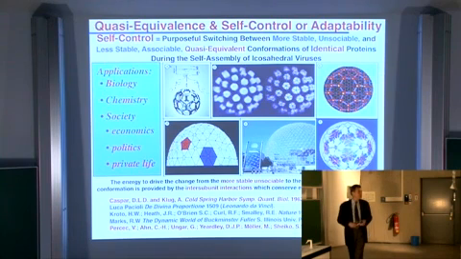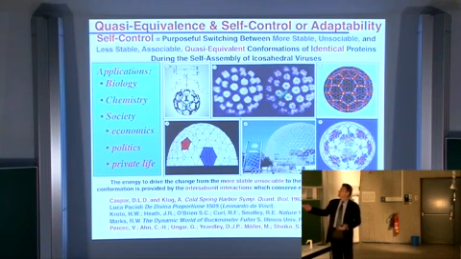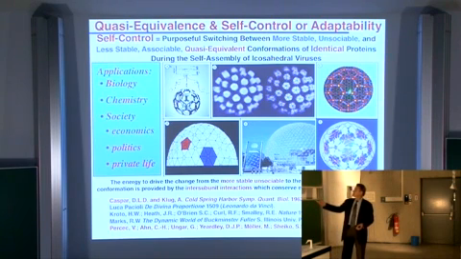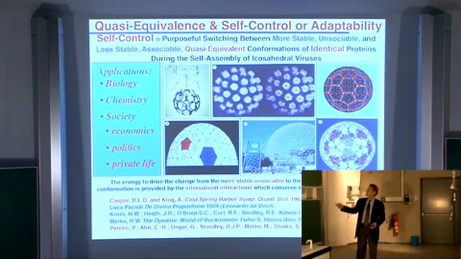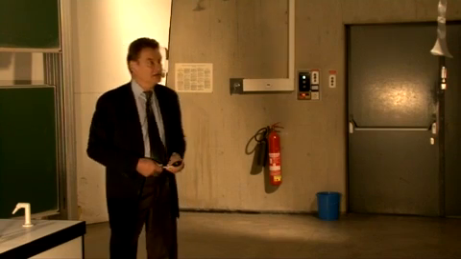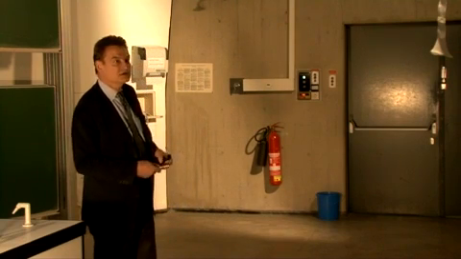There is no way to avoid that quasi-equivalence. In order to build a C60, you need the pentagons that you see here and the hexagons. And you can think about this structure as being the soccer ball.